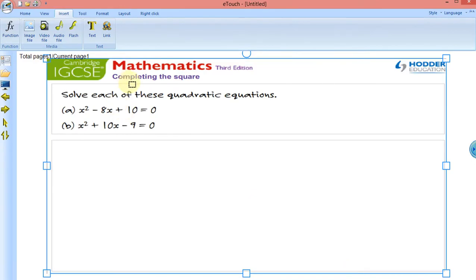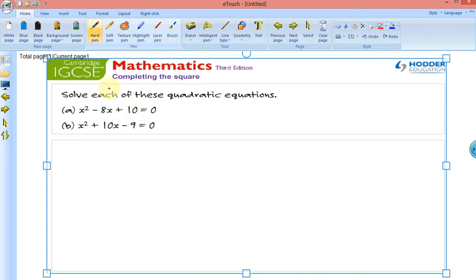If you look at the first question, I'm completing the square. Solve each of these quadratic equations. x squared minus 8x plus 10 equals 0. x squared plus 10x minus 9 equals 0. Because of our time, I'll just solve either of these questions. So let's just go for question 1A. Let me go home and take out my pen.